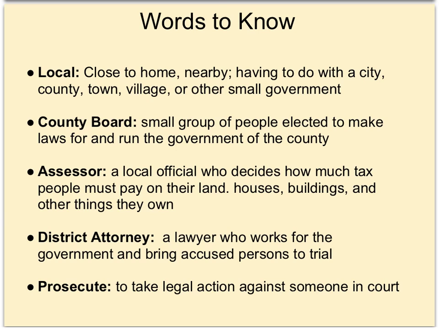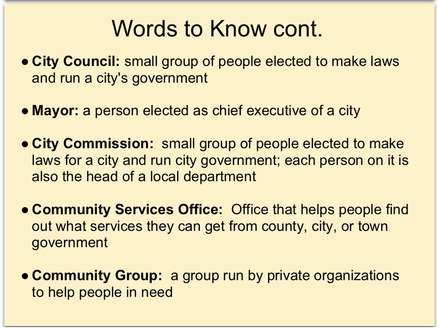Words to know. Local. Close to home. Nearby. Having to do with a city, county, town, village, or other small government. County board. Small group of people elected to make laws for and run the county, the government of the county. Assessor. A local official who decides how much tax people must pay on their land, houses, buildings, and other things they own. District attorney. A lawyer who works for the government and brings accused persons to trial. Prosecute. To take legal action against someone in court.